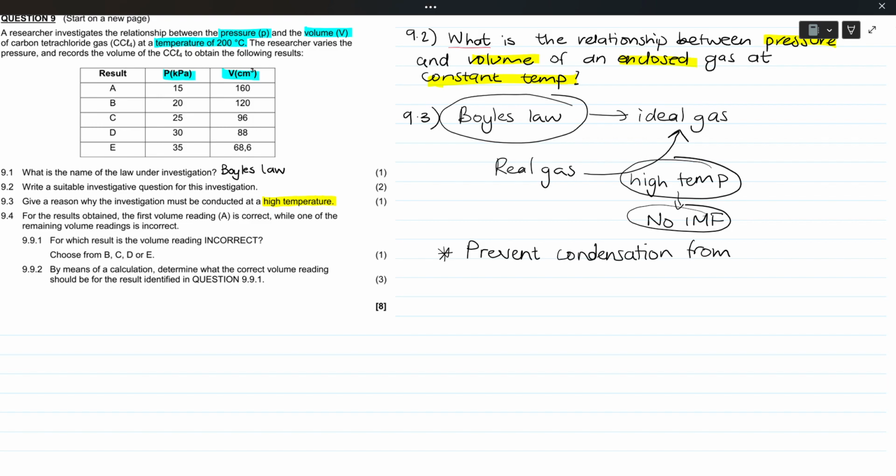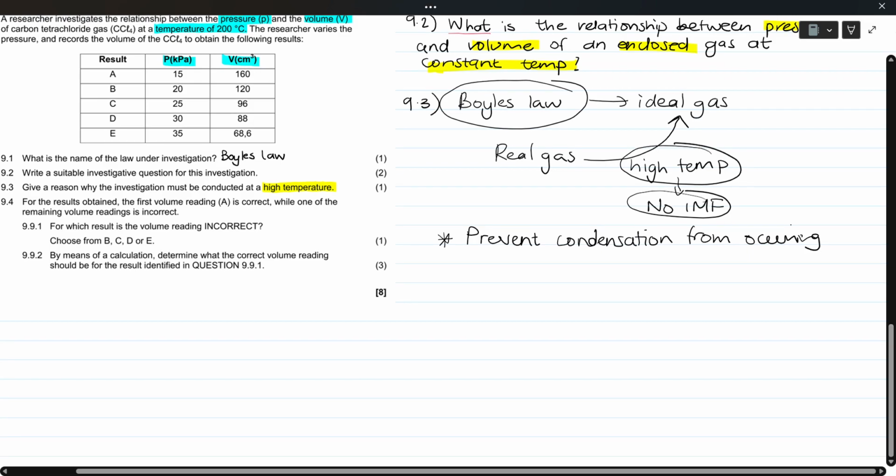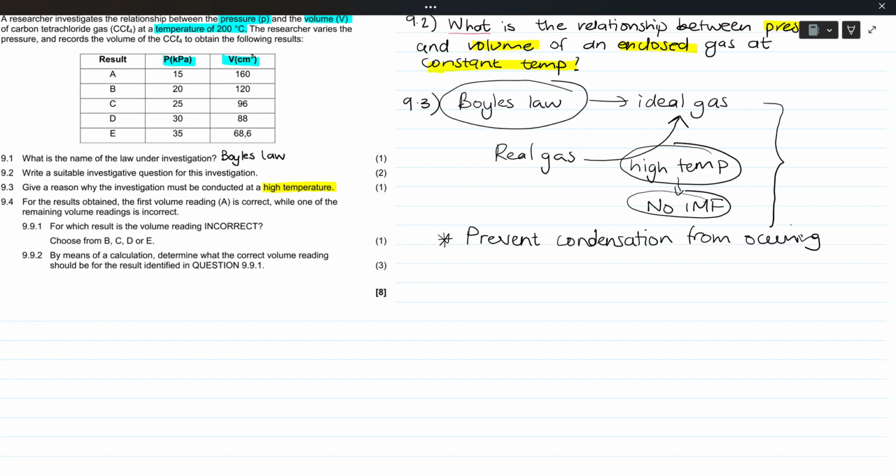From occurring, right? But again, as long as you explain this properly, then whoever's marking your paper should see that you actually understand why we need a high temperature. And sometimes they do this in physics. Like in the memo for this one, this was the answer they've included.